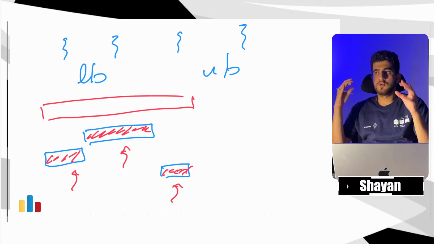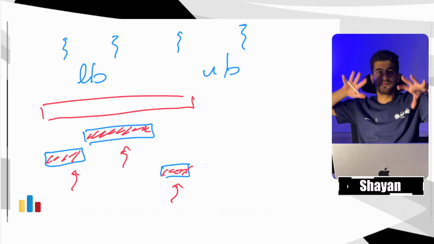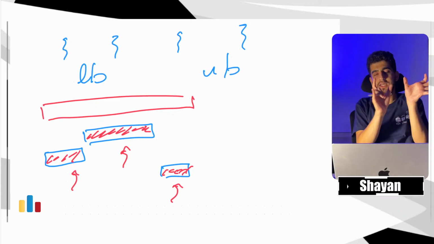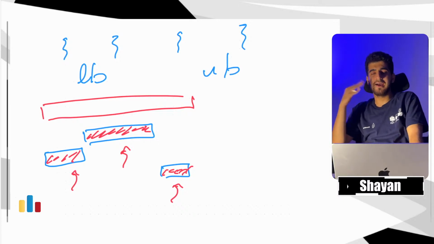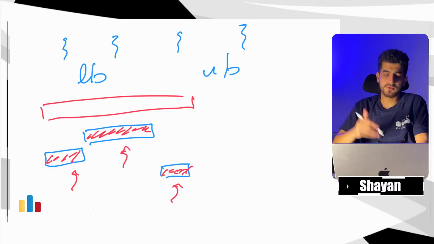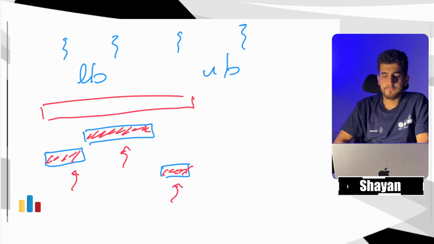So you have an interval, it will break into several segment nodes. In each one of them, you will add these lower bounds and upper bounds.